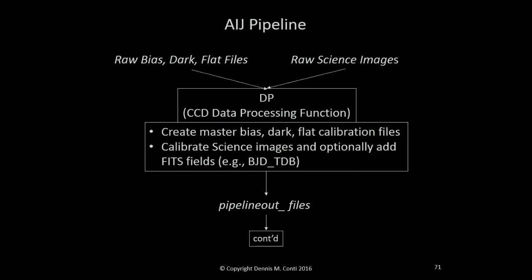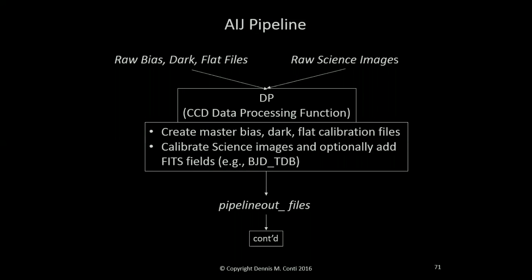What we've done so far is to take the raw calibration files, create masters for them, and apply them to the raw science files. In addition, at the time we did that, we also created a new FITS field for BJD TDB time. And the output of this process were a set of files called pipeline out files.